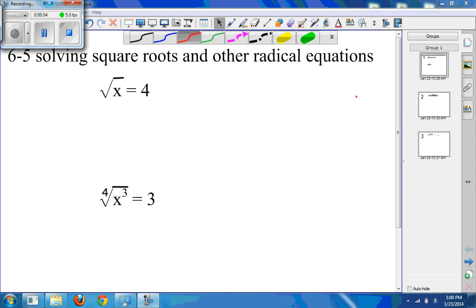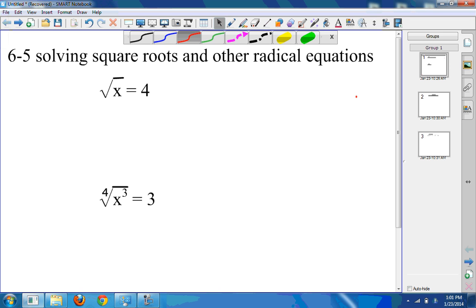All right, ladies and gentlemen, we're going to go over Chapter 6, Section 5, Solving Square Roots and Other Radical Equations. So, I think this will be an easier section for you guys because it's nothing new. We're just combining some things that we already know. So let's jump right into this.